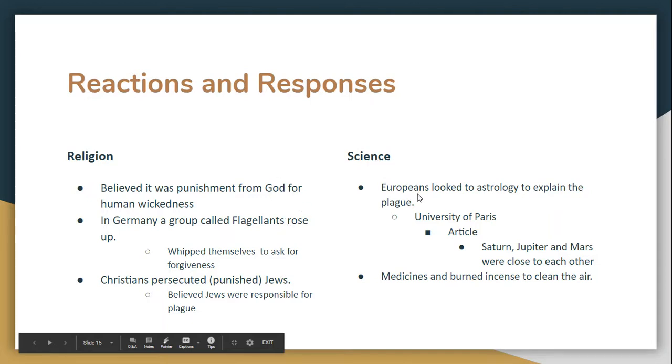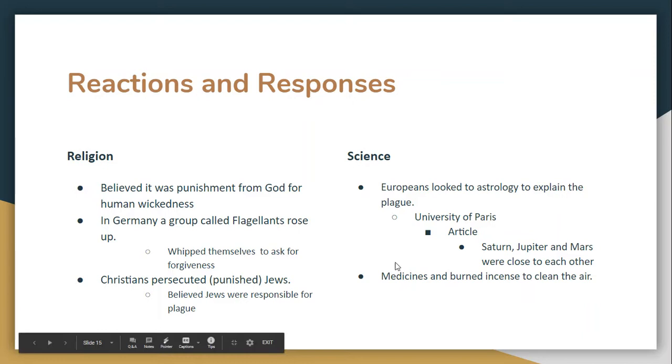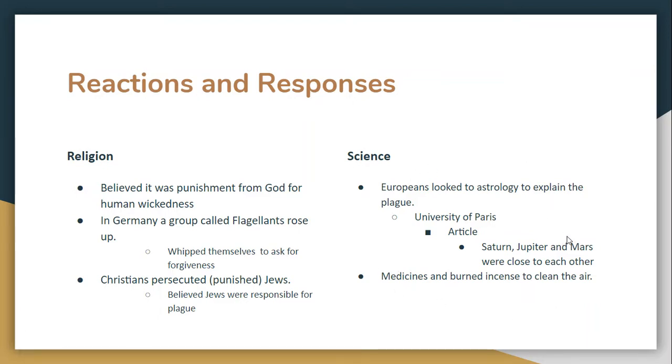And then with science, Europeans looked to astrology to explain the plague. There was an article published by the University of Paris, which basically said that Saturn, Jupiter, and Mars were closely lying together, and that was the cause of the plague. They also created medicines that were not very effective, and they burned incense to clean the air. So all of this was ineffective, and it did not help decrease the spread of the plague.